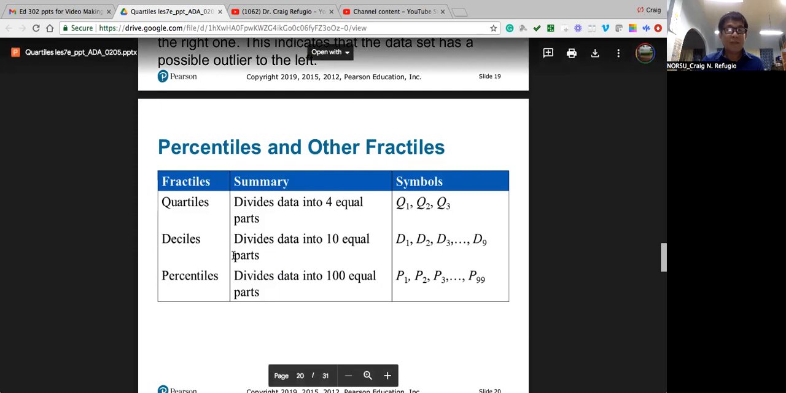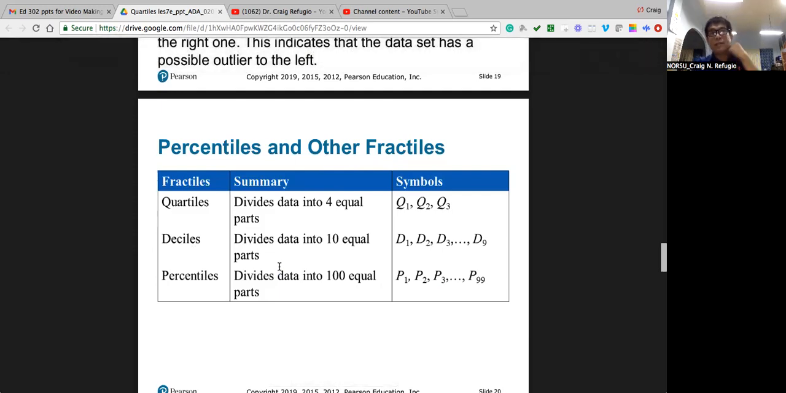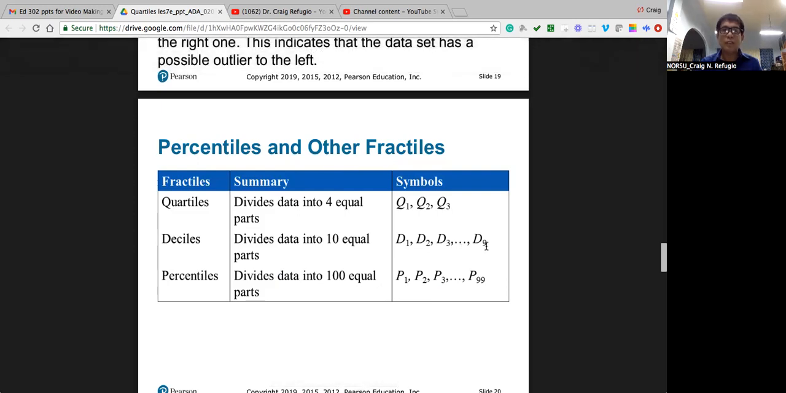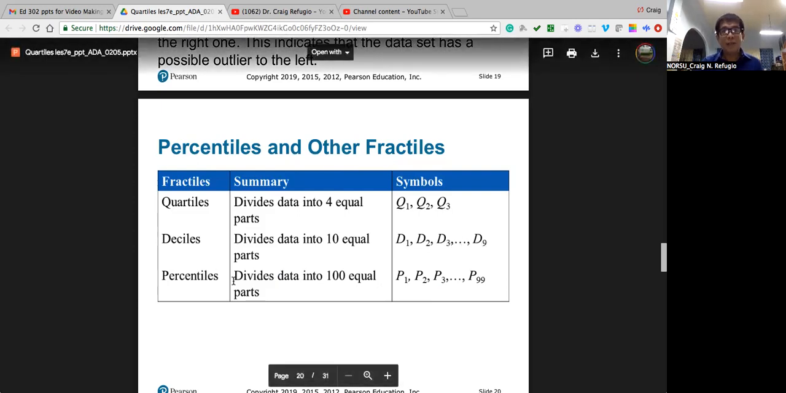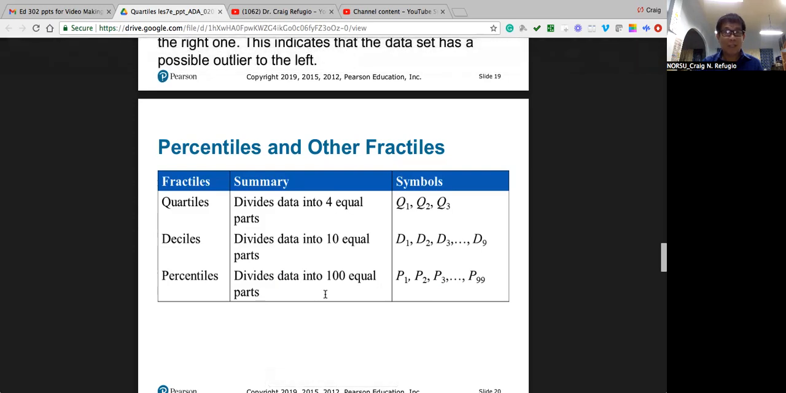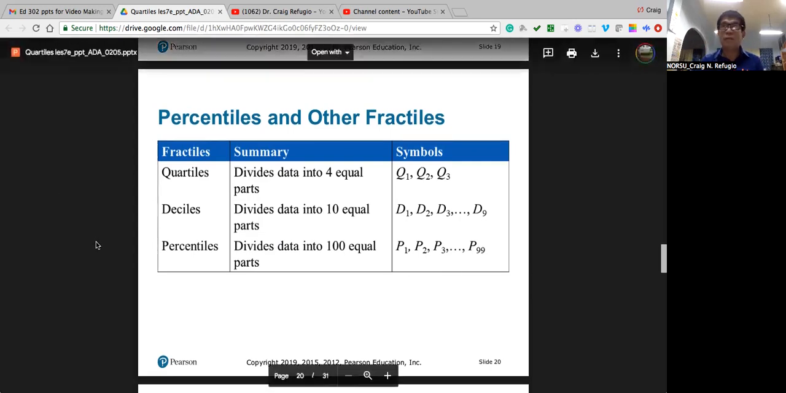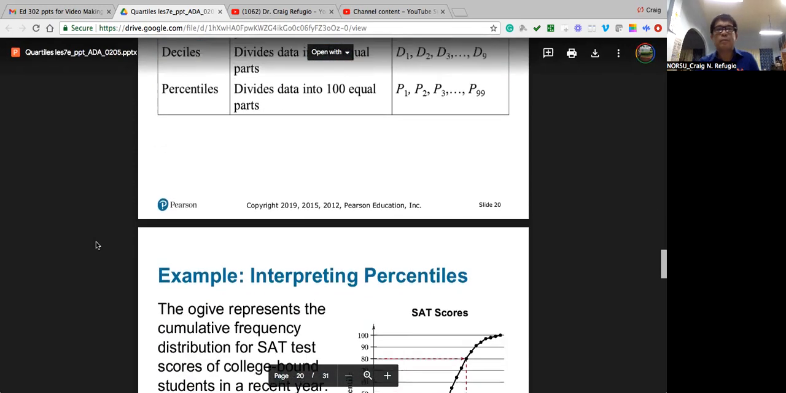Then deciles divide data into 10 equal parts, so D1, D2, D3, and so forth up to D9. Then percentiles divide data into 100 equal parts, so P1, P2, P3 up to P99. The percentile is actually very common too in assessment of learning. It divides the data into 100 equal parts, and most standardized exams use the concept of percentiles.